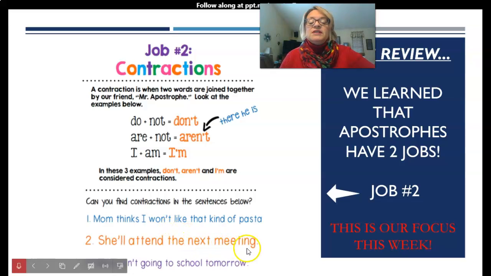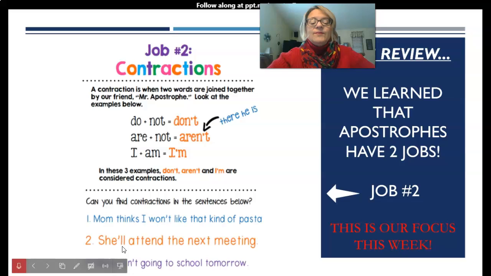Number 2 says she'll attend the next meeting. I found it. Did you? Here it is. There's our contraction. She'll. The apostrophe takes the place where it would have said she will, so the W-I came out and the apostrophe went in.